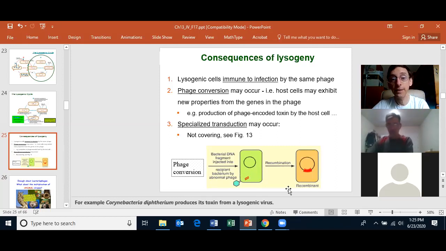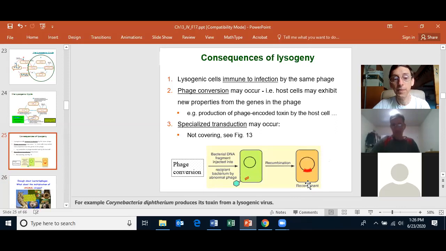Another consequence for lysogeny is that phage conversion may occur, and that is the host cell can express a gene of the virus, changing the phenotype of this cell. Any questions about that? So the viral DNA can bring the host cell a new gene which can change the phenotype of the bacteria cell. And that's called phage conversion.